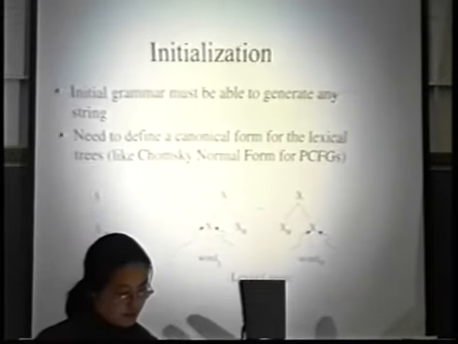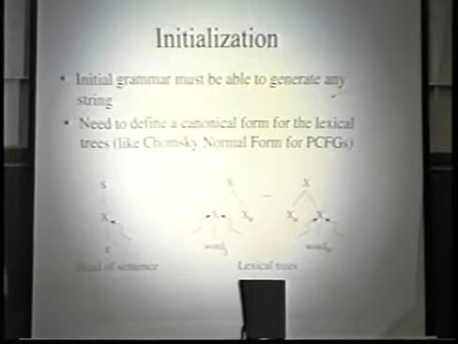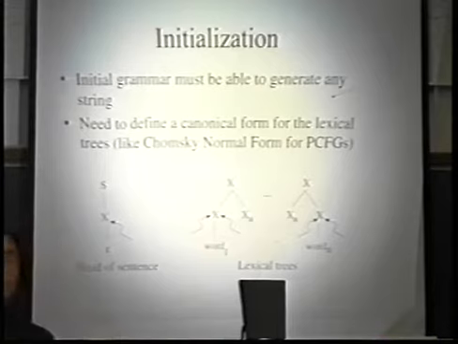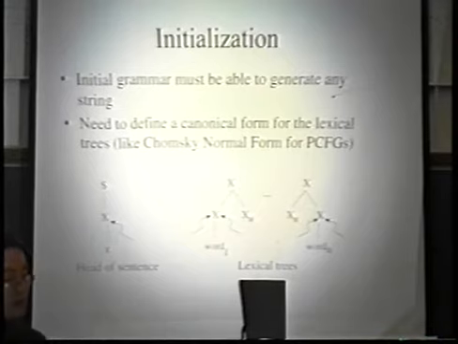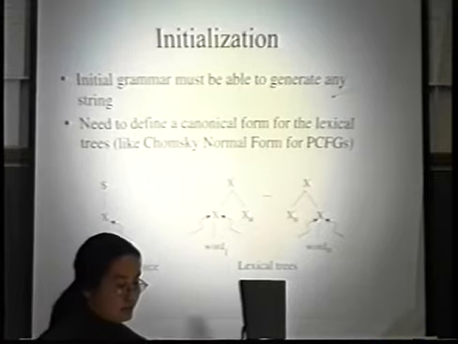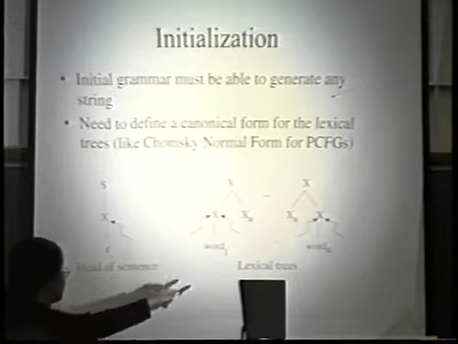So the first thing we need to do is figure out an initial grammar. Because EM starts off with an overly generalized model and slowly refines it, we need to begin with something that can generate any string. In terms of TIGs, this pretty much means any word has to be able to modify any other word. And so a canonical form that we propose is something of this format.